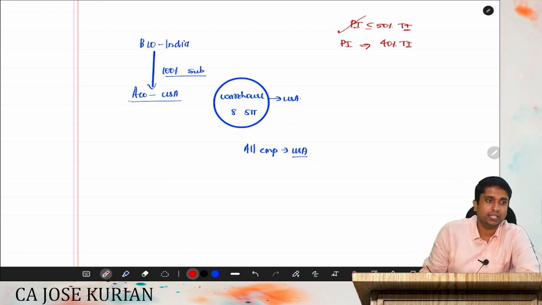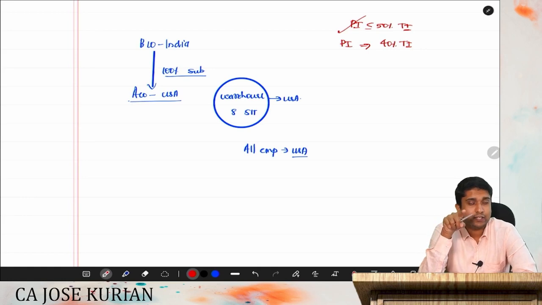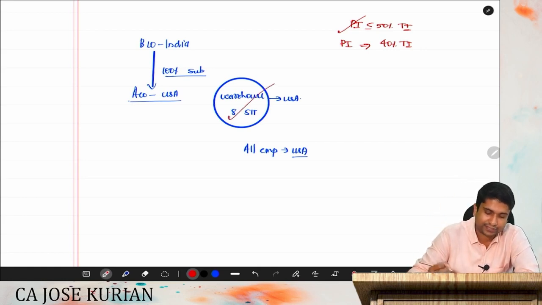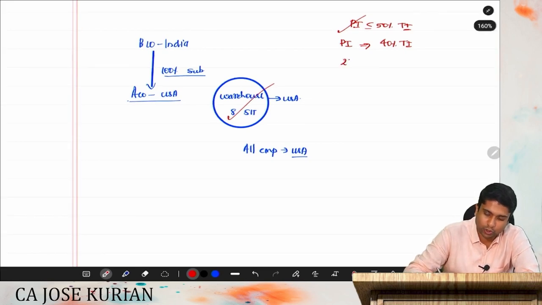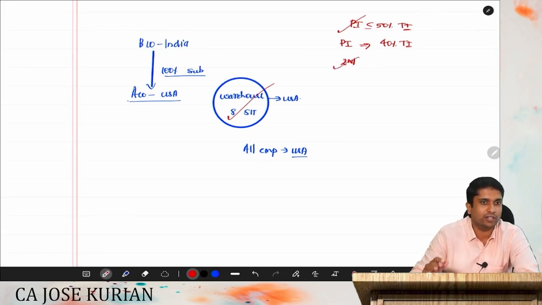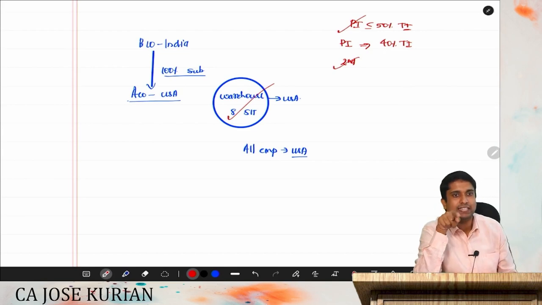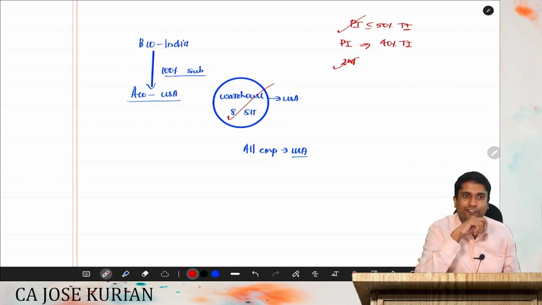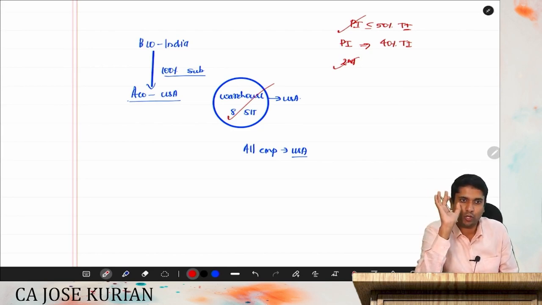What is the second condition? Assets located in India should be less than 50%. All the assets are in USA. So the second condition is also what? Satisfied. Because all the assets are in USA, that means assets located in India are 0%. Zero is less than 50. And hence the second condition is also satisfied.